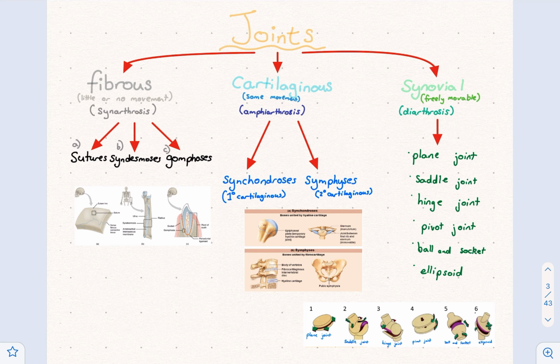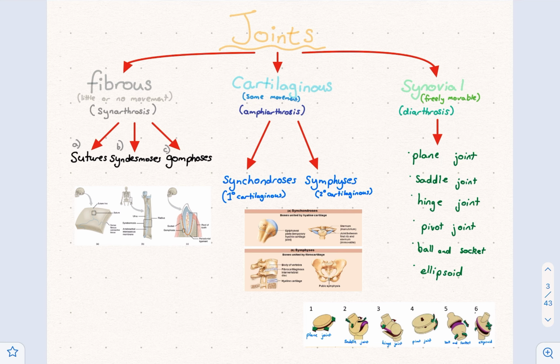These are basically what you think of when someone says, if they think of a joint, so whether it's the elbow joint or the shoulder joint. So the shoulder joint is an example of a ball and socket joint. These are the examples of synovial joints.